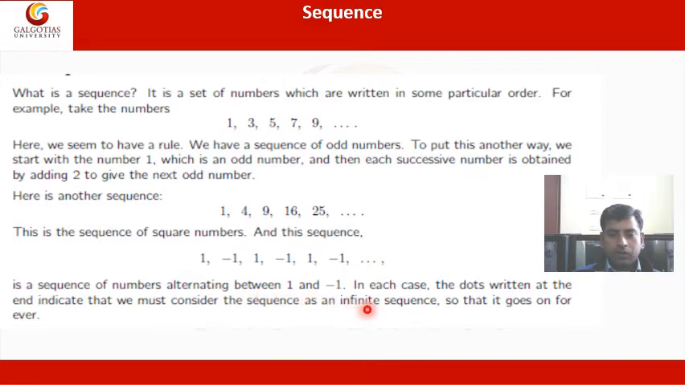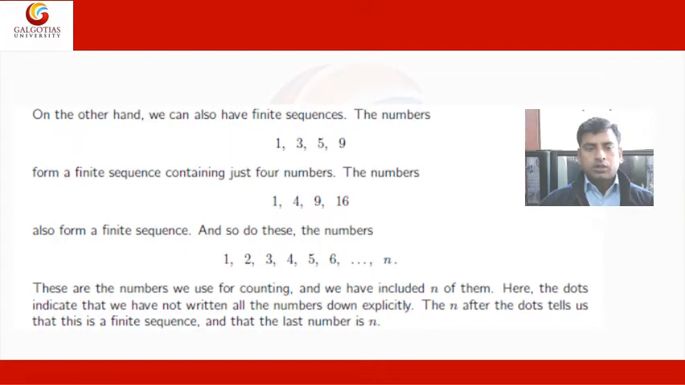In each case, the dots written at the end indicate that we must consider the sequence as an infinite sequence, so that it goes on forever. On the other hand, we can also have finite sequences. The numbers 1, 3, 5, 9 form a finite sequence consisting of just 4 members.